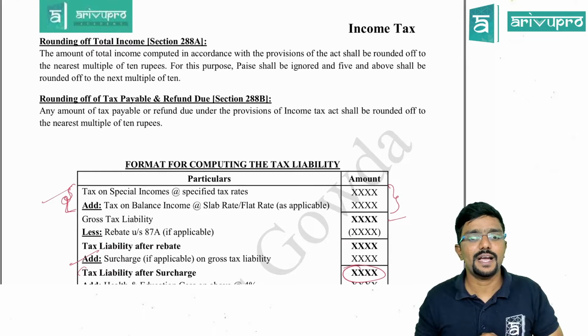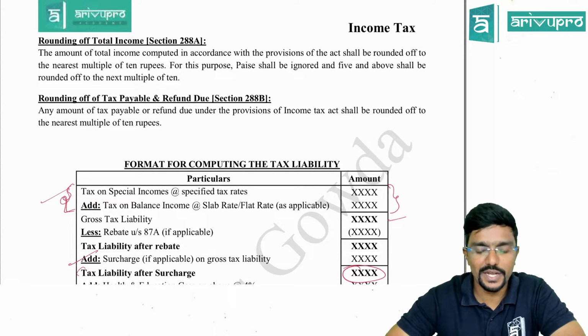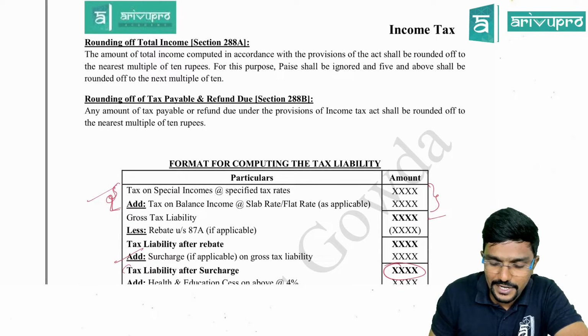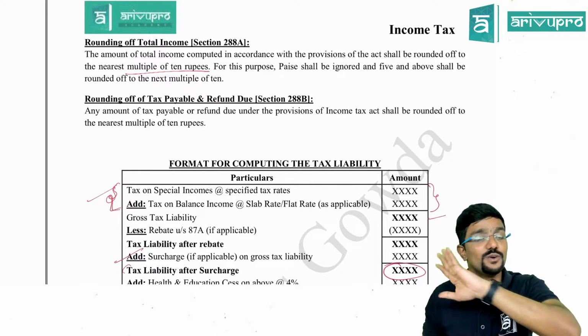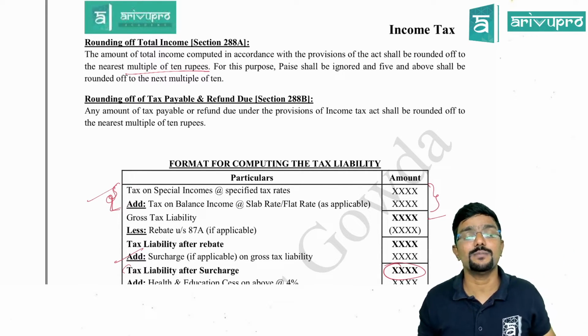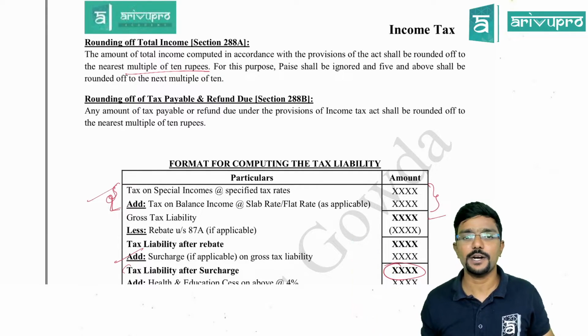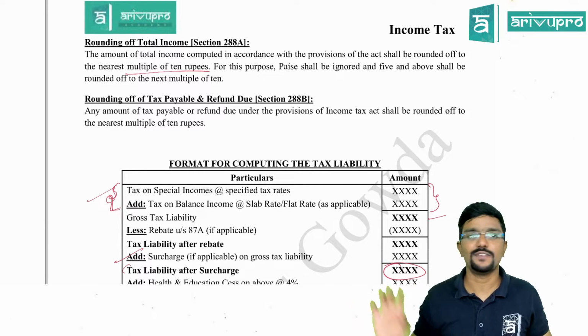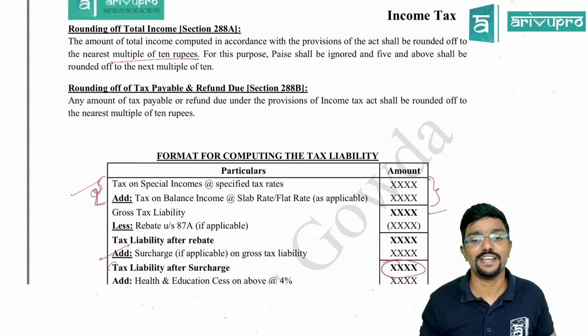Next, the amount of total income computed in accordance with the provisions of the Act shall be rounded off to the nearest multiple of 10 rupees. They are asking questions on this, guys. If they ask a question on this, you are the luckiest guys. The total income has to be rounded off to the nearest 10 rupees, nearest 100 rupees, nearest rupee, none of the above. Options will be like this. Clear? So it is the nearest 10 rupees.